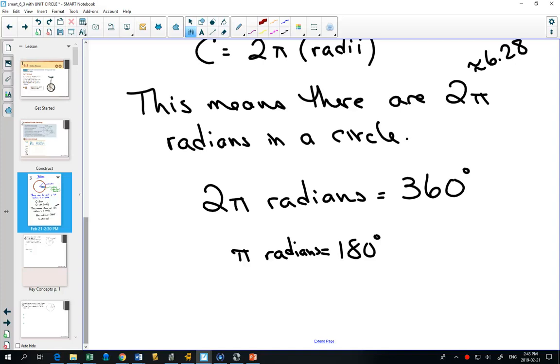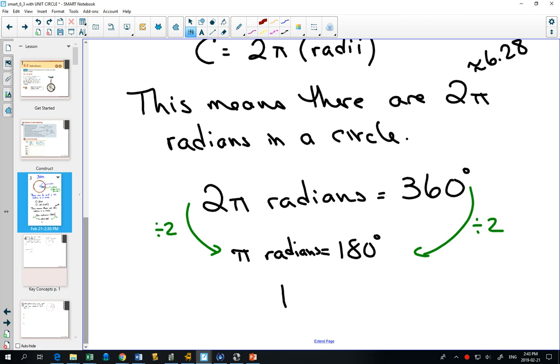So we can say that pi radians is 180 degrees. Using your knowledge of ratios, how did I go from here to here and here to here? What did I do? I divided by 2. Does that make sense? If 360 was 2 pi, then 1 pi would be 180.